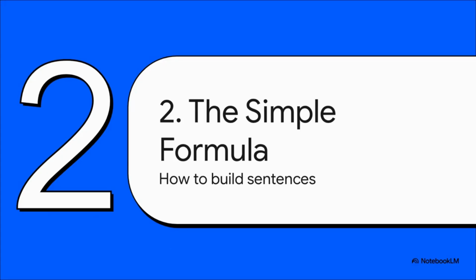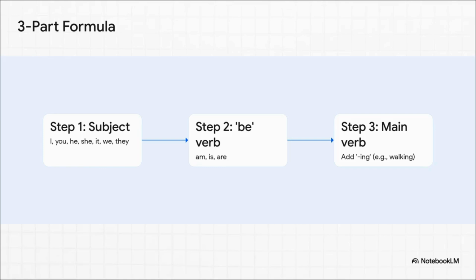Okay, now for the really cool part. How do we actually build these sentences? Well, it's like following a super simple recipe. Once you know the formula, you can make all the sentences you want. The formula just has three easy parts. First, you need a subject. That's the person or thing doing the action, like I, you, or maybe my friend.